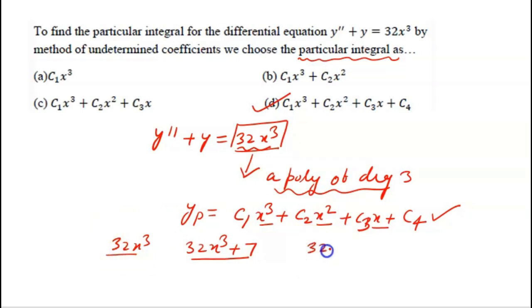Suppose we have 32x cube plus 2x square plus 9x. If this polynomial is on the right hand side, again the trial solution will be the same, because we just have to look at the degree of this polynomial. So the degree is 3, so the trial solution will be a general polynomial of degree 3. Okay, I hope you got it.